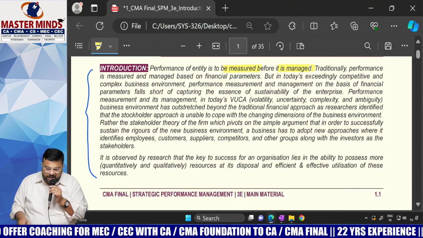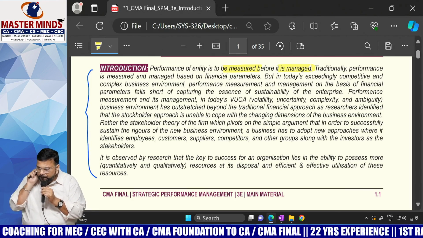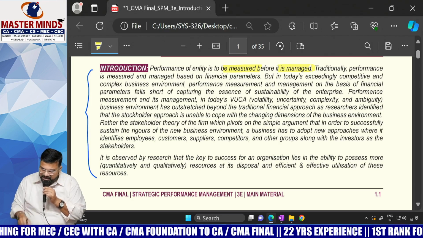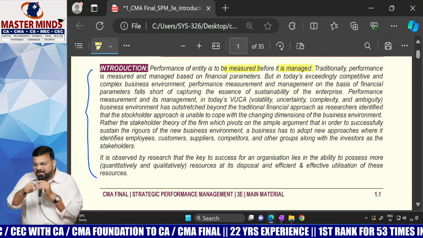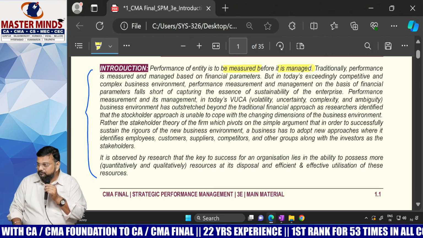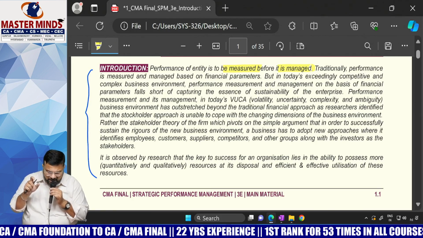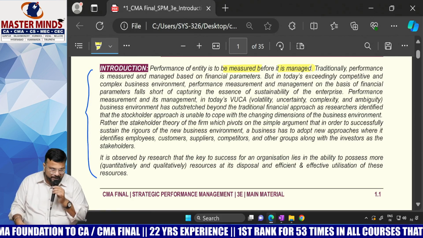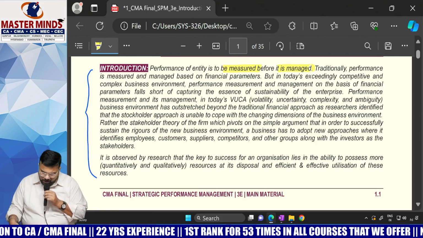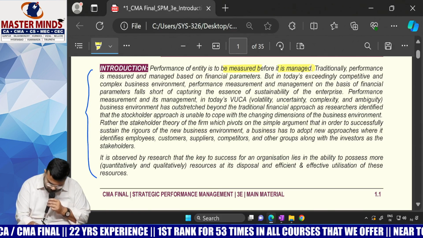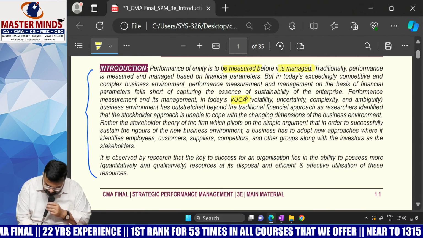Ambiguous means confusion. You cannot pinpoint one particular factor and one particular reason. That means you cannot identify the cause and effect relationship. That is called ambiguity. Ambiguity means doubtfulness or confusion. Okay. So these are the terms that are used to define the business environment.